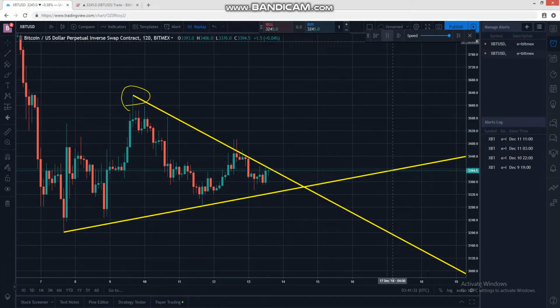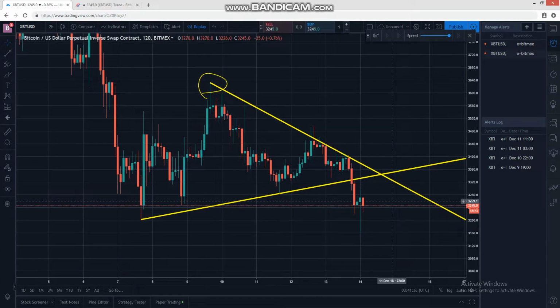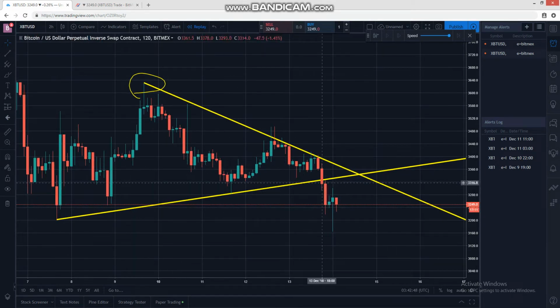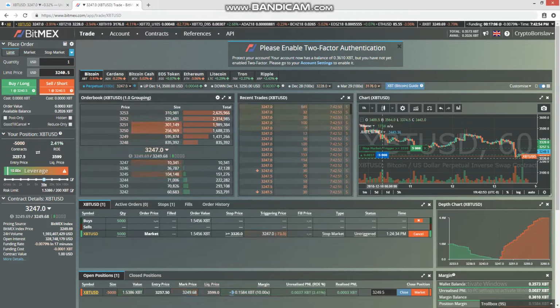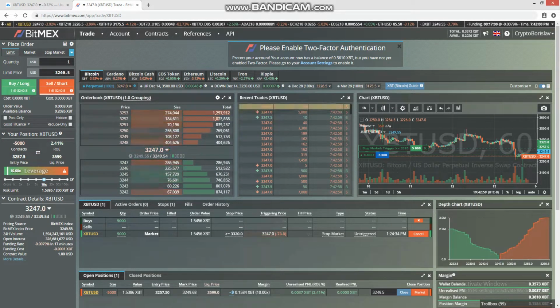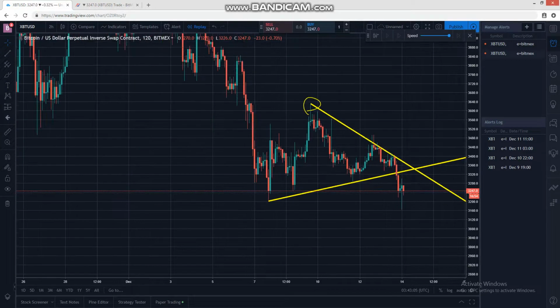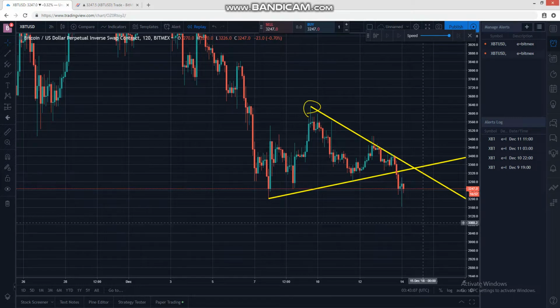As you guys can see, it went to the resistance over here. Alright guys, so since it broke the support, it went crashing down. So immediately when I saw it break, I entered the short position somewhere around here. As you guys can see, I entered at 3257 with 5,000 US dollars on a short. I'm at 2.4% profit so far, and I can see it going to $3,000 to $3,100.